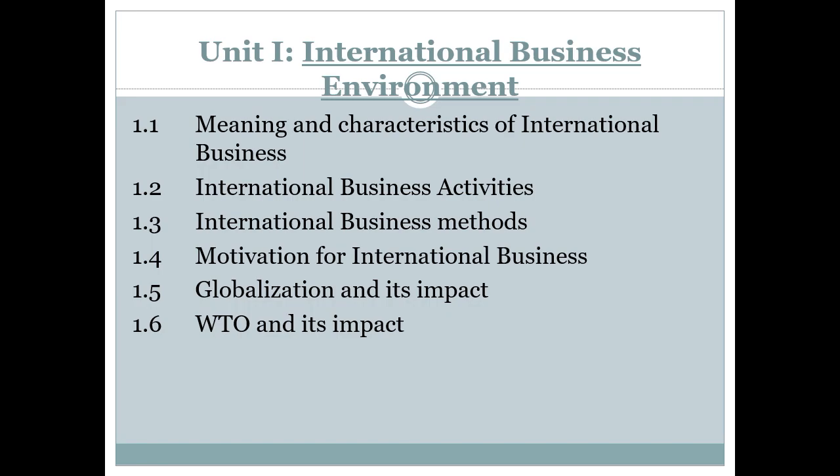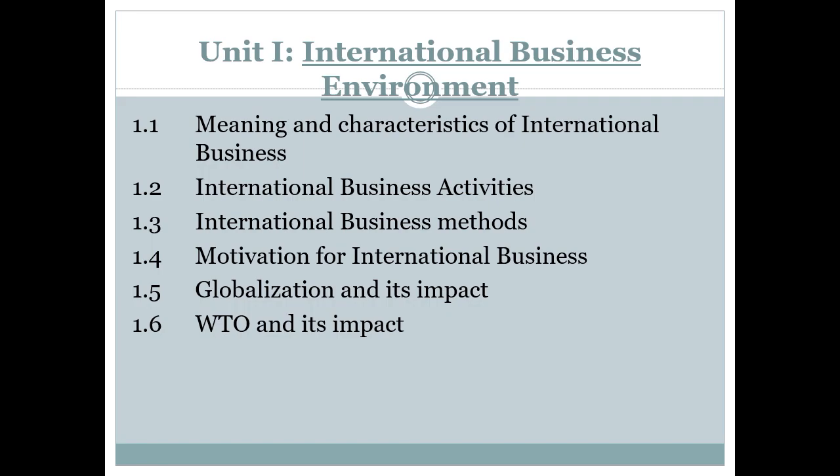It includes different types of activities which contribute towards international business, or which relate us positively into the international business. Then the international business methods. What are the different methods, the modes through which we can go internationally, or carry our business internationally.